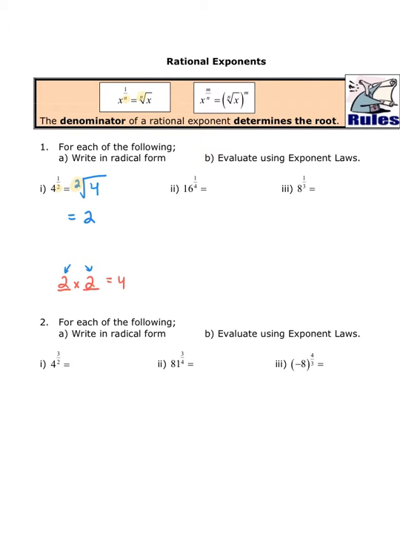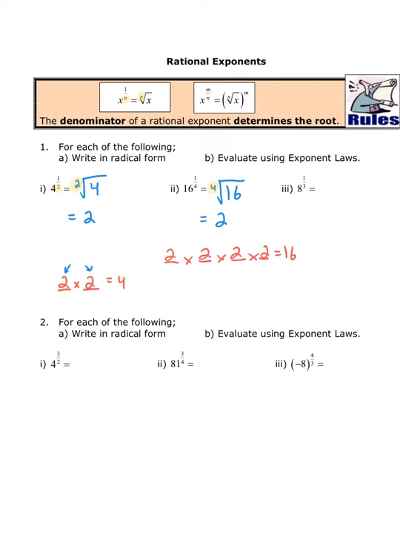In the second example, I have a base of 16. I'm going to put that in the root sign, but this time I'm taking the fourth root of 16. So I have to write the 4 there, and I don't say square root anymore, I say the fourth root. And so now I need to find a number that when I multiply it by itself 4 times, I get 16. So that is actually 2. 2 times 2 is 4, times 2 is 8, times 2 is 16. So the fourth root of 16 is 2.